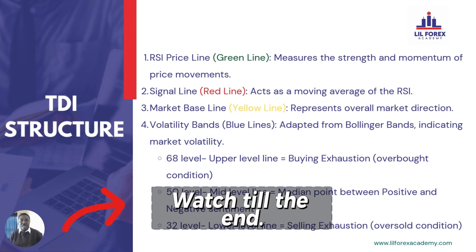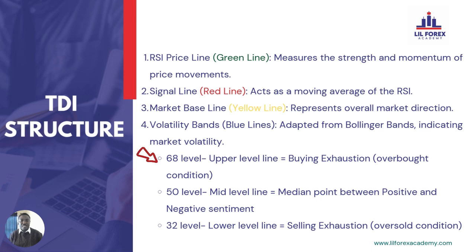And so remember, your RSI is made up of level 68, which is the upper level, also called the buying exhaustion or overbought condition. Okay, so if you see the market trading at level 68, level 70, you know that the market is overbought and you are expecting the market to sell. Okay, and level 50 is the midpoint.